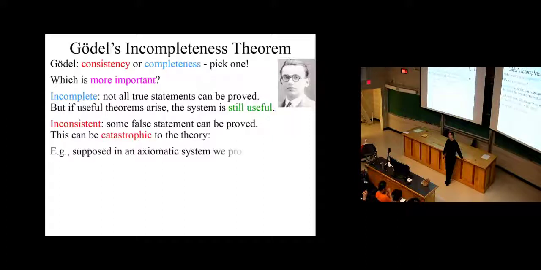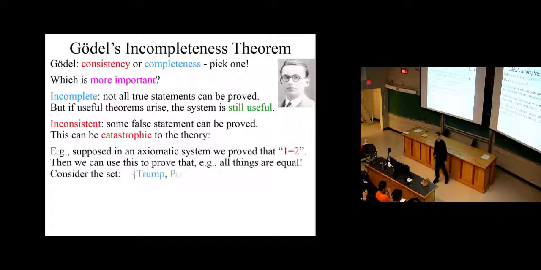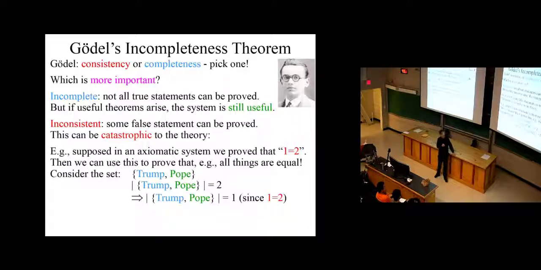Just to drive home the point, let me give you a dramatic example of that. We're going to prove that Trump is the Pope, which, under today's political climate, may not surprise you. But here's how you prove that Trump is the Pope, assuming that 1 = 2. I'm going to show you how from one inconsistent false statement you can prove arbitrarily weird things. So assume that 1 = 2, and consider the set {Trump, Pope}, right? And take the cardinality of that set, which is, of course, 2. But 2 = 1, as we assumed, erroneously up here. So the cardinality of the set is also 1, which means the two elements coincide, because the set now has cardinality 1, and therefore Trump is the Pope, and that's the end of that proof.